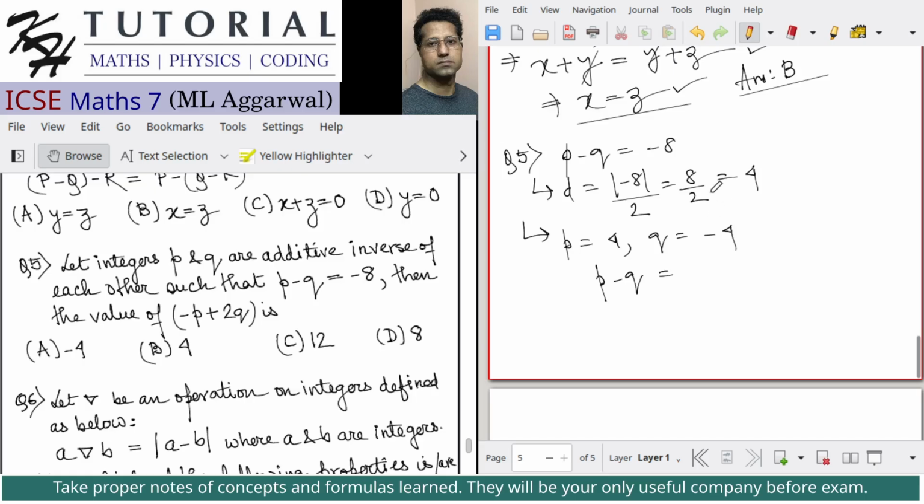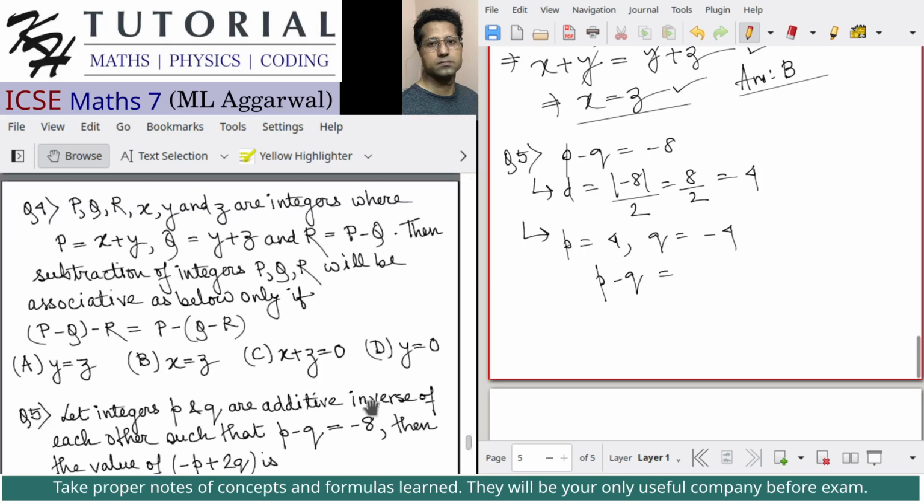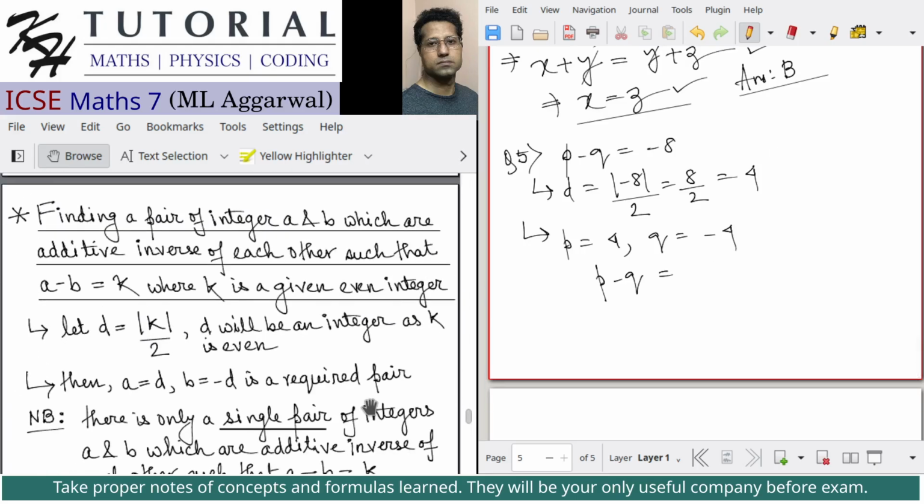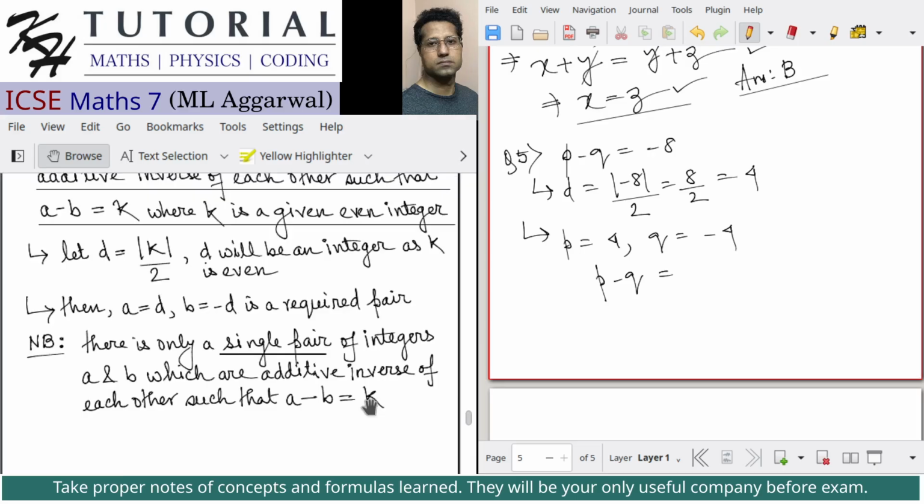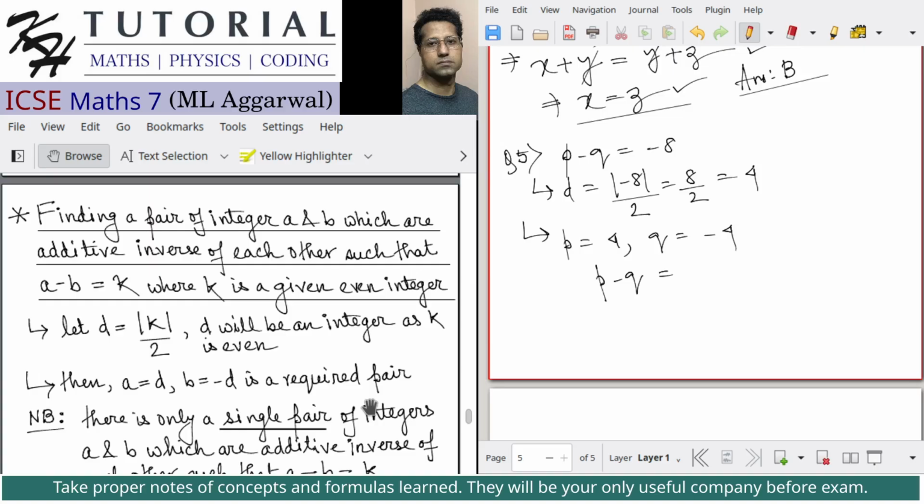Now I think p minus q will not be 4. P equals 4 and q equals minus 4 will not make p minus q equal to minus 8, since it is given p minus q is equal to minus 8. Okay, what was the concept? Then a equals d and b equals minus d. D is coming out to be 4, so a equals d, a minus b.